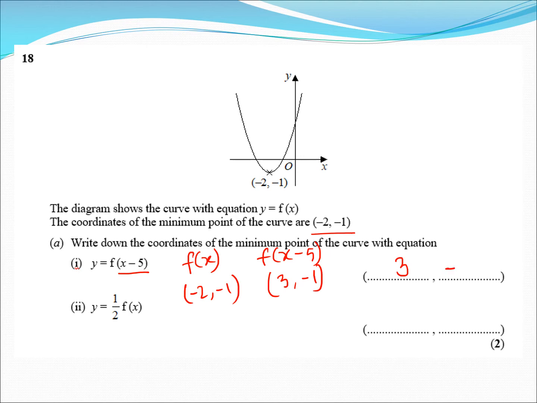So 3, negative 1. On the other hand, y is equal to half f(x). Anything outside the brackets affects the y-axis in a normal way. So half f(x) means I'm going to multiply the y coordinate by half, and the x coordinate will remain as it is. So your coordinates will be negative 2 and negative 1 over 2.